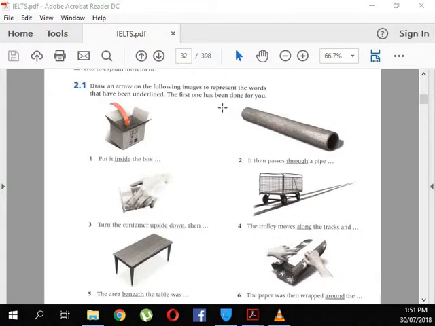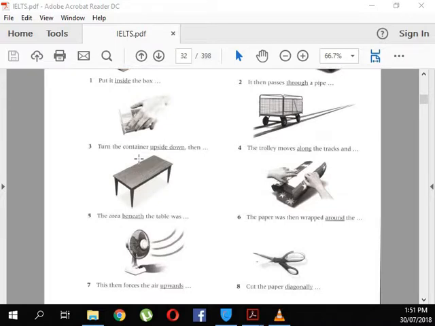So how would the arrow be drawn? Yeah, straight inside it. It would go through it. Okay, so we'll just draw an arrow that goes through it. Turn the container upside down. So we're just going to turn it upside down like this. Just make an arrow like this, showing it's going upside down.